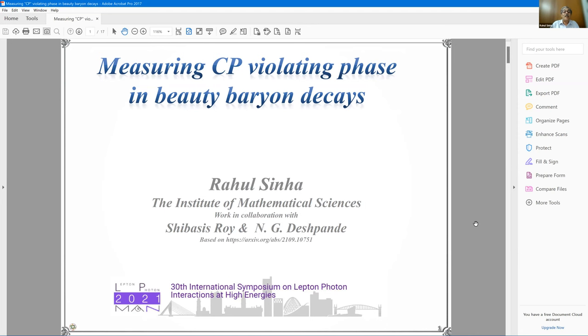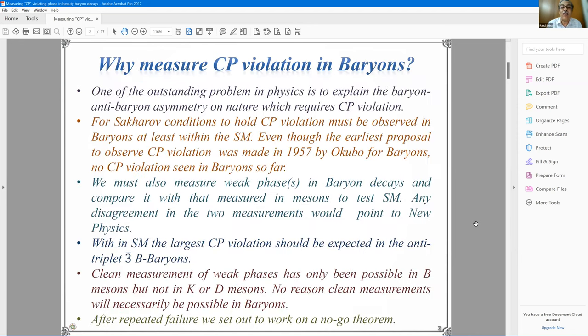Okay. So the first question, which was already addressed yesterday, is why measure CP violation in baryons? One of the outstanding problems in physics is to explain the baryon-antibaryon asymmetry of nature, which requires CP violation. For the Sakharov conditions to hold, at least in the standard model, since we have seen CP violation in mesons, CP violation should also be seen in baryons.